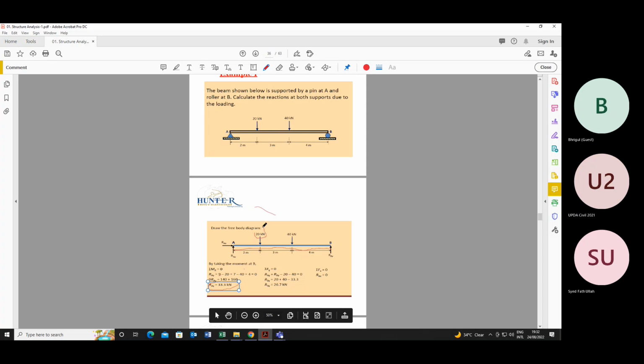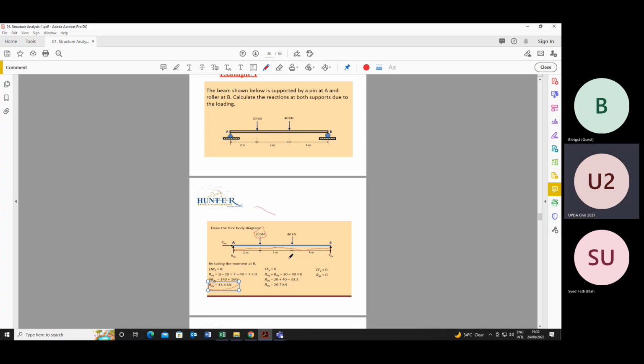Similarly, with negative sign, it will be 20 into 4 plus 3, 7, minus 40 into 4. If you resolve these equations, you will get RA equal to 33.3 kilonewton. Okay, we got RA until now.